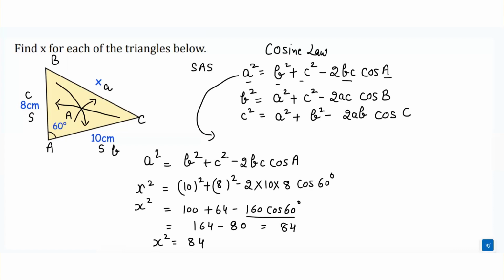The value of x will be equal to the square root of 84, which when you solve, it will come out approximately 9.2 centimeters. So that is how we can find the missing side length using the cosine law.